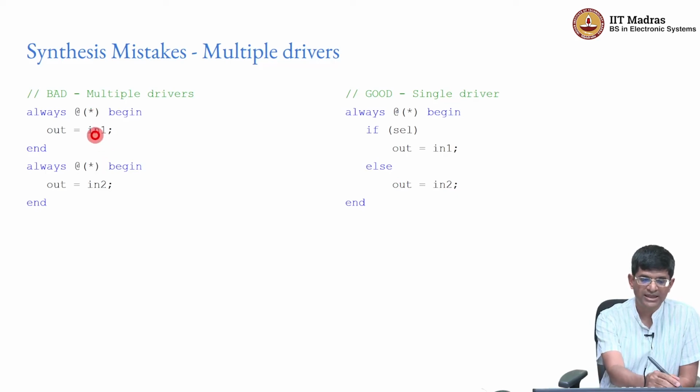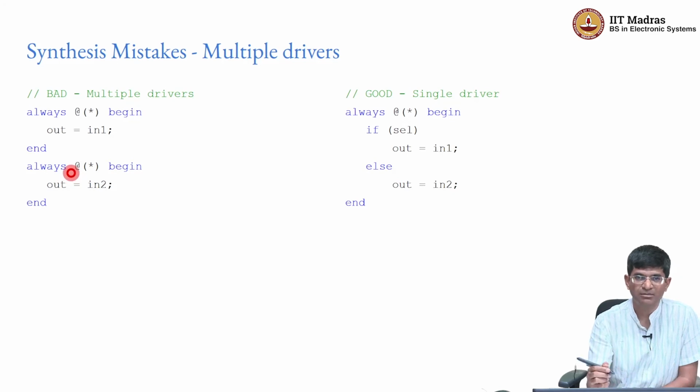For example, let's say in1 and in2 change at the same time. Both of these blocks are going to get triggered and out doesn't know which value to take. So I definitely need some kind of logic like a select operation which tells me which one is actually supposed to take precedence.